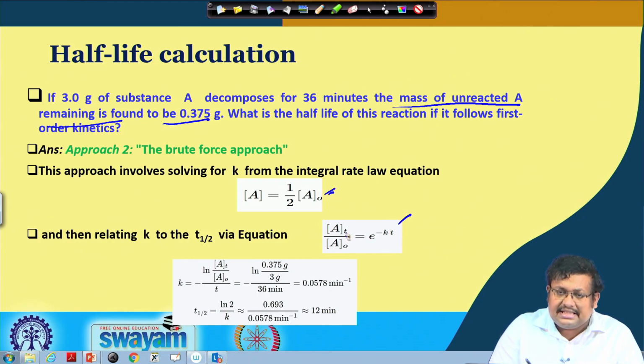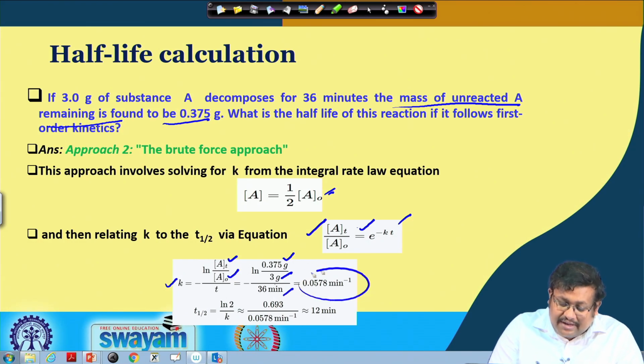If we simplify this integral equation, this is the actual form of this equation. If we take the logarithm of both the sides and simplify, we can rearrange it as k equal to logarithm of A0 by A t, divided by t. Now, we know that at a particular time the concentration is 0.375 gram and the initial concentration was 3 gram. Time elapsed is 36 minutes. So, from simplifying we will get 0.0578 minute inverse. So, we know the k value from here.